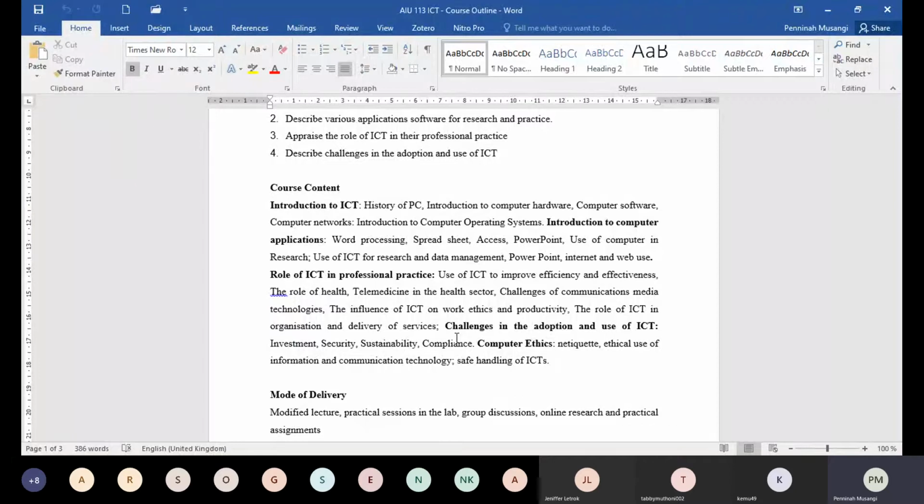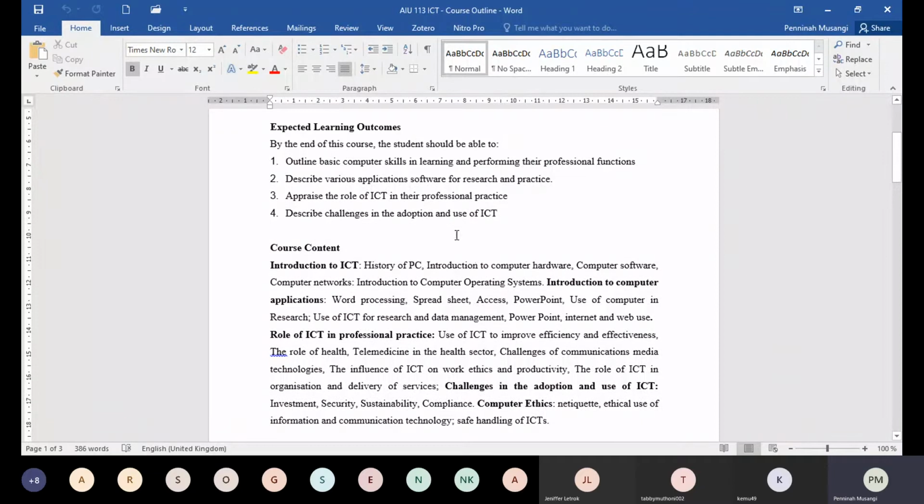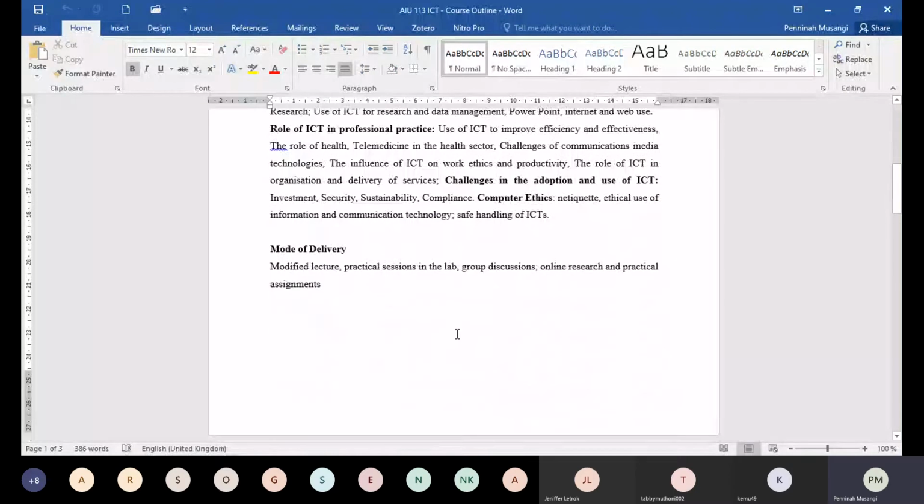What are the etiquettes? How do we behave when it comes to using ICTs, the ethical use of ICTs, and how do we safely handle ICTs? So that is what we are going to cover as the content, and I believe by the end of covering this content, we will have managed to achieve the 4 objectives.